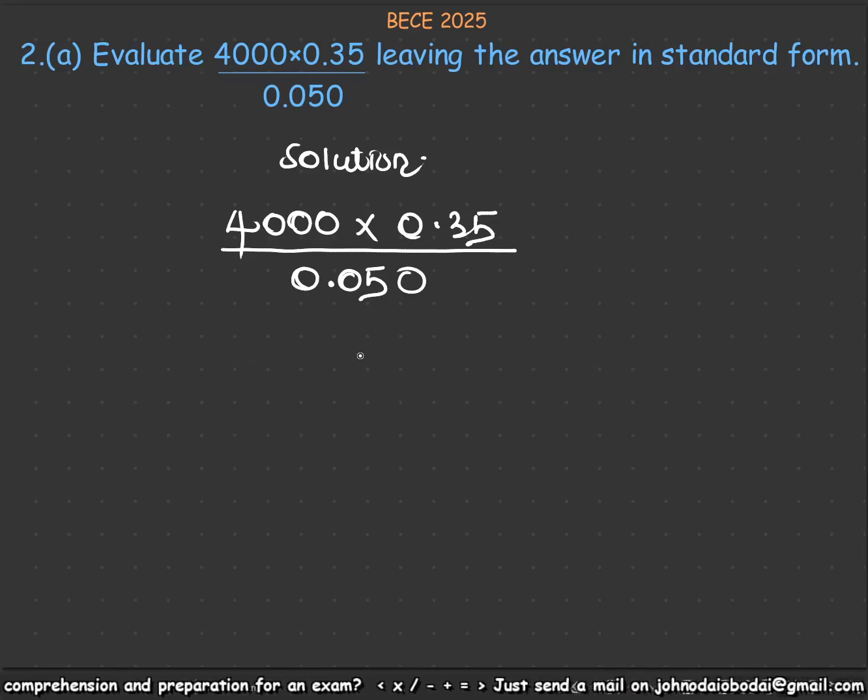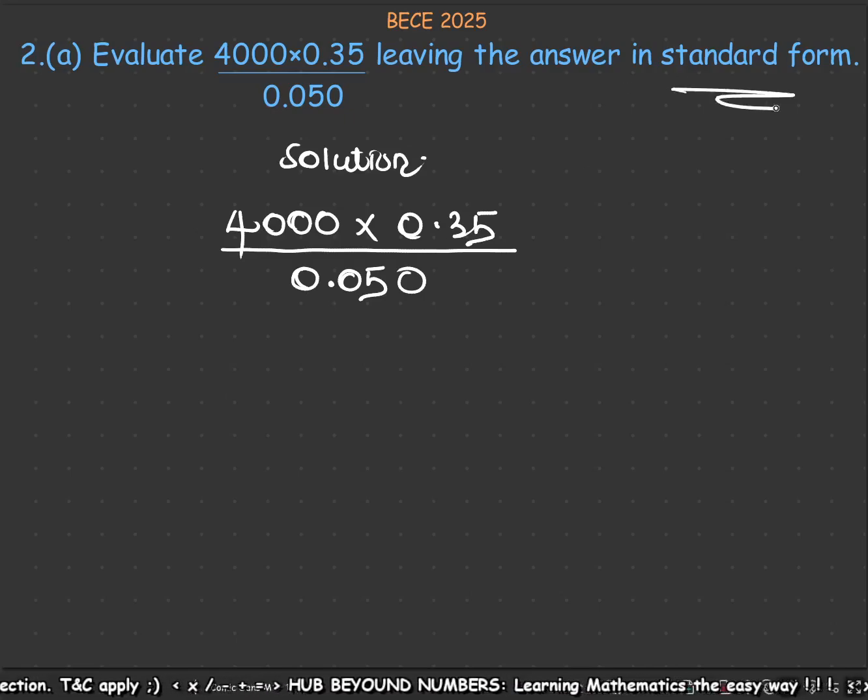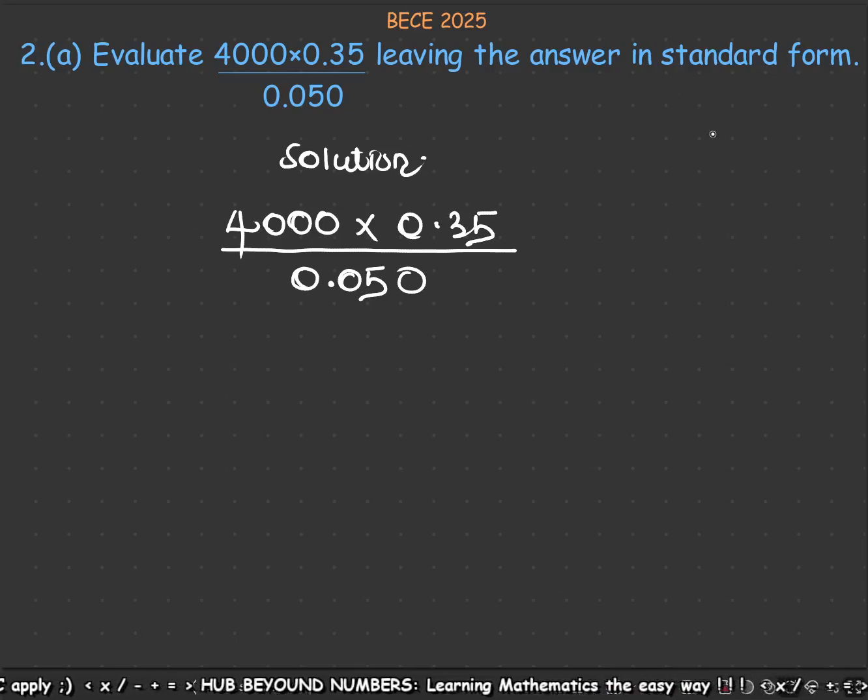Questions of this nature, there are so many ways you can approach it. You can decide to multiply the numerator, assuming there is no decimal point, and then divide your answer by the denominator. If you finish, you look at the number of decimal points you have in total, then move it back or forward. Or you can also choose to change everything into fractions and then solve. But since we see standard form here, I would rather work it that way.